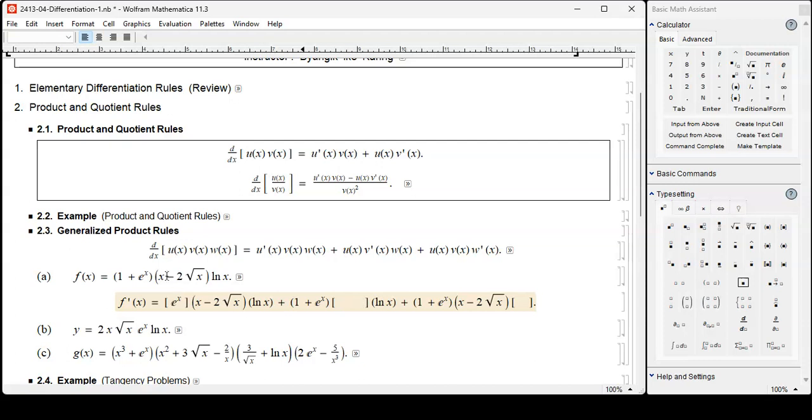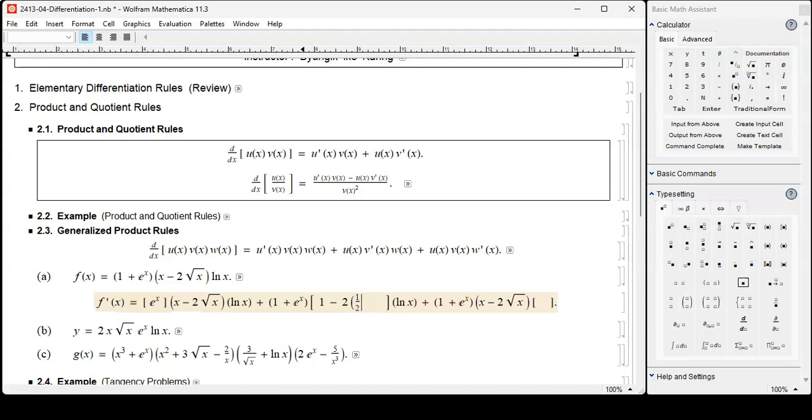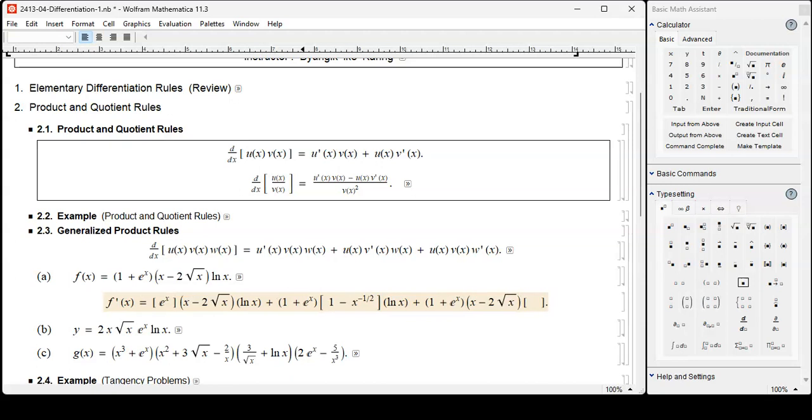Next, derivative of the second function, x becomes just 1 minus 2, and then 1/2 power. Negative 1/2 power, after subtracting 1 from there. 2 times 1/2 is just 1, so that's what you're going to get. That's the derivative of the second function.